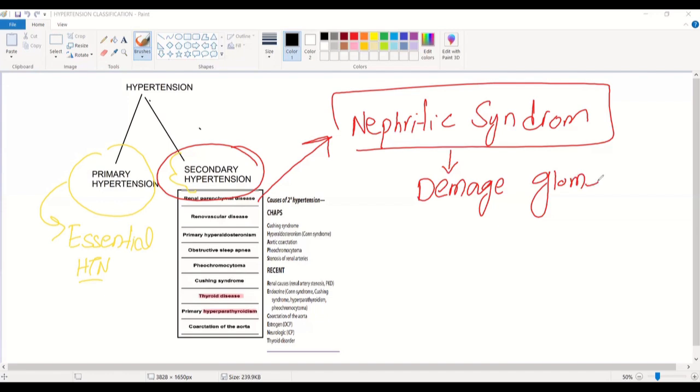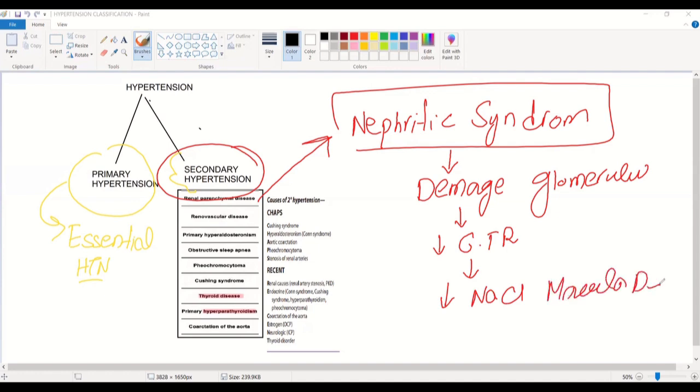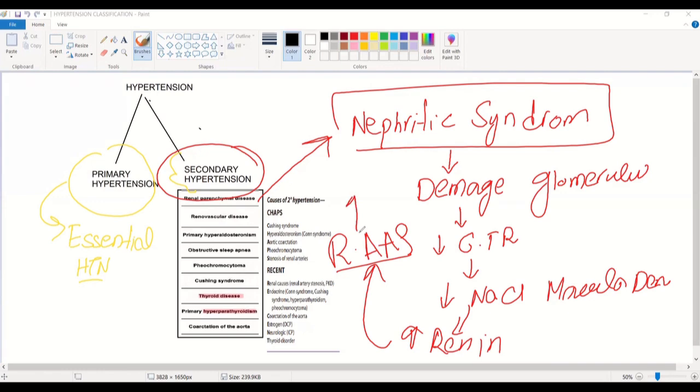It damages the glomerulus basement membrane. So it will lead to decreased GFR. So if GFR is decreased, there is decreased sodium chloride delivery to the macula densa, right? And this leads to increased renin. And increased renin will activate the renin angiotensin aldosterone system, and it will lead to hypertension. Does it make some sense?